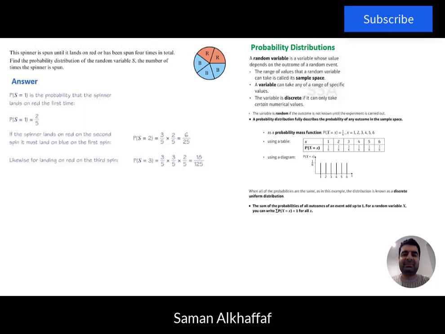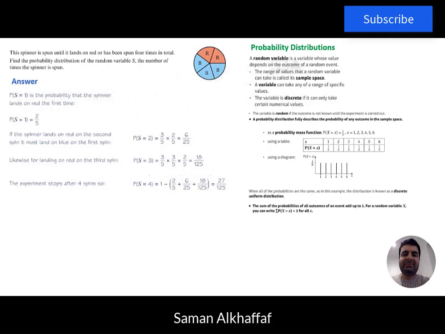Now, when the experiment stops after 4 spins, we take into account the total out of 1. So 1 represents the whole value, and we add the scenarios for 1 spin, 2 spins, and 3 spins together and take that away from 1. That gives us 27 over 125, representing the probability after the fourth spin.